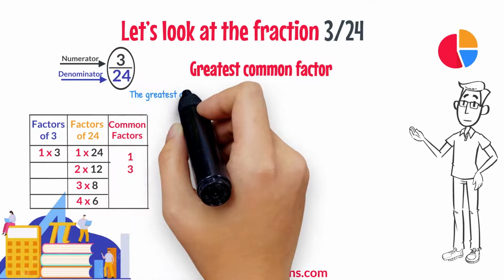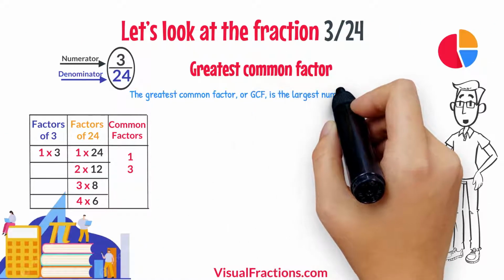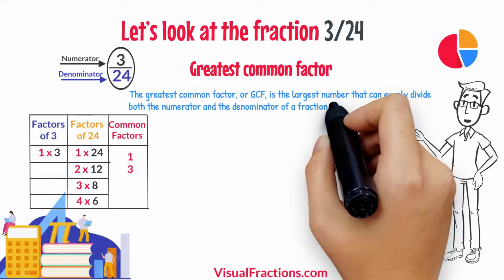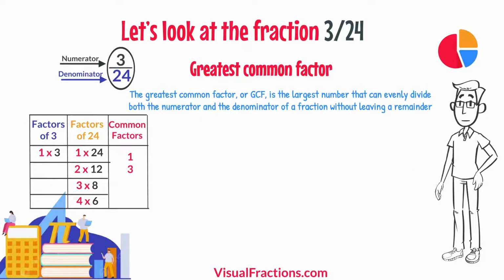The greatest common factor, or GCF, is the largest number that can evenly divide both the numerator and the denominator of a fraction without leaving a remainder. For 3 and 24, that's 3.